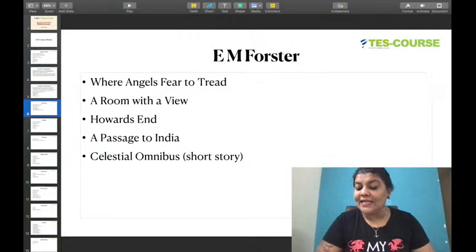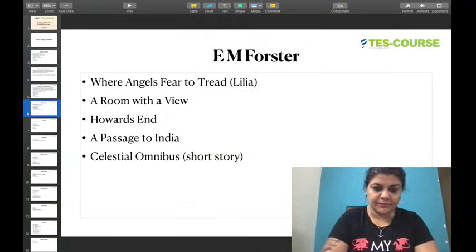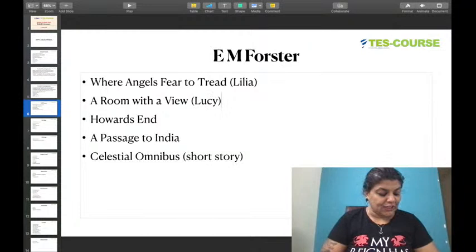Lucy Honeychurch is the protagonist of which novel? Lucy Honeychurch is in A Room with a View.